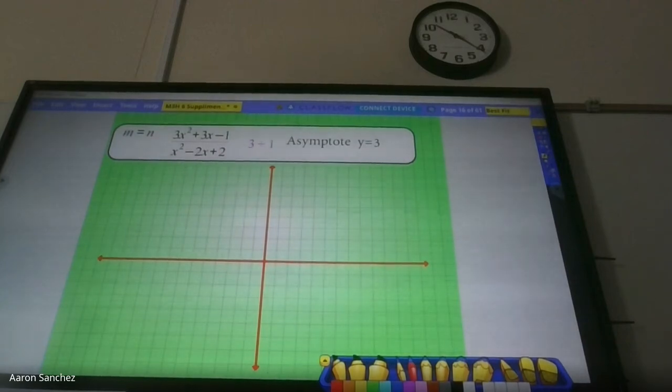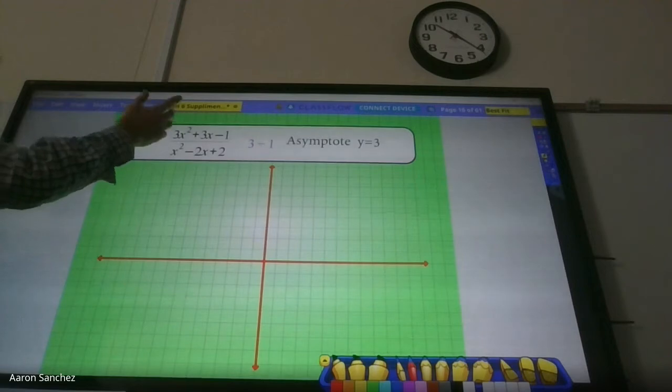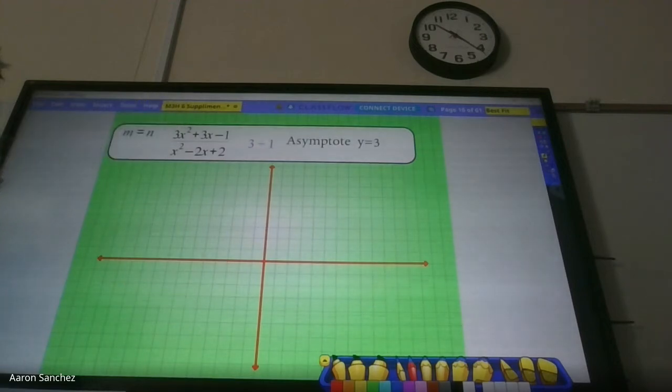I'm going to call on you if you're not talking to your neighbor. 5, 4, 3, 2, 1. Daisy, where's that asymptote? How did you know? Why is it 3? Say you're taking a test. Why? Because it's in the numerator.